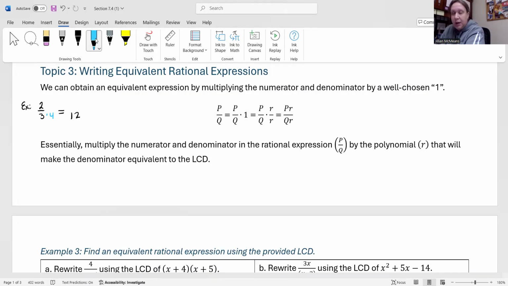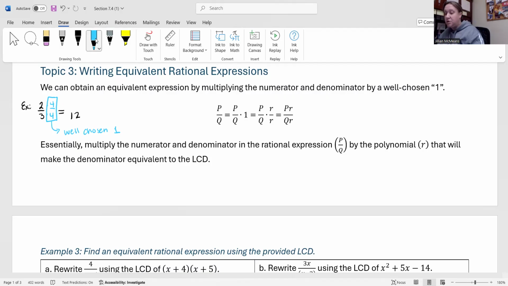But I can't just multiply part of my fraction by some value. It's no longer equivalent. I have to multiply both parts of my fraction by that same value. So I would then multiply my numerator by that same 4. If you look at this, we multiplied the numerator by 4, we multiplied the denominator by 4, and 4 divided by 4 is a well-chosen 1. 4 divided by 4 is 1. So even though we're going to change the appearance of the fraction, we're not going to change the value of the fraction, because when we multiply by 1, we don't change the value. So that's essentially what's happening here.